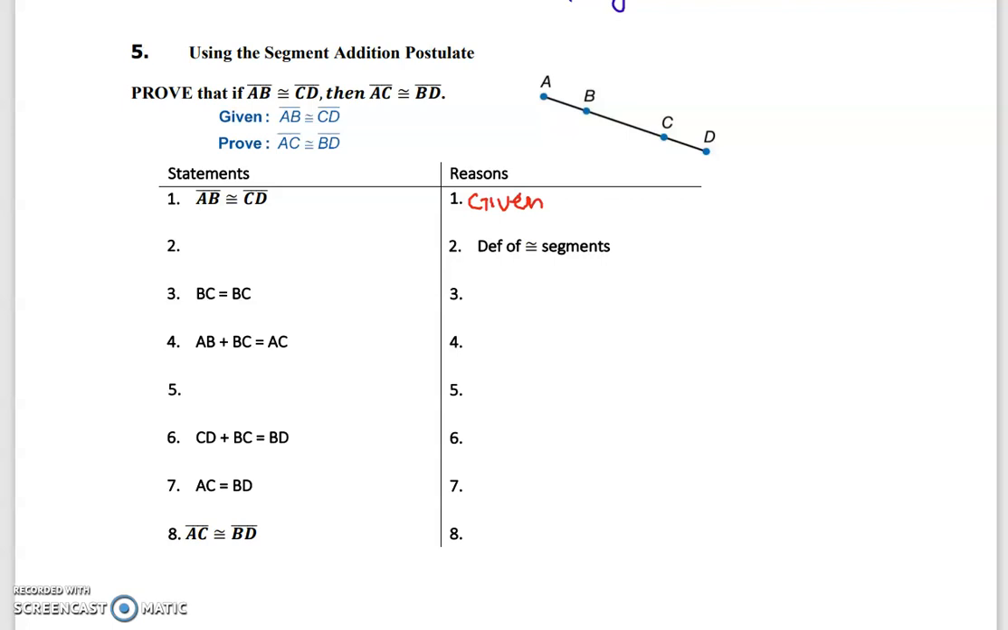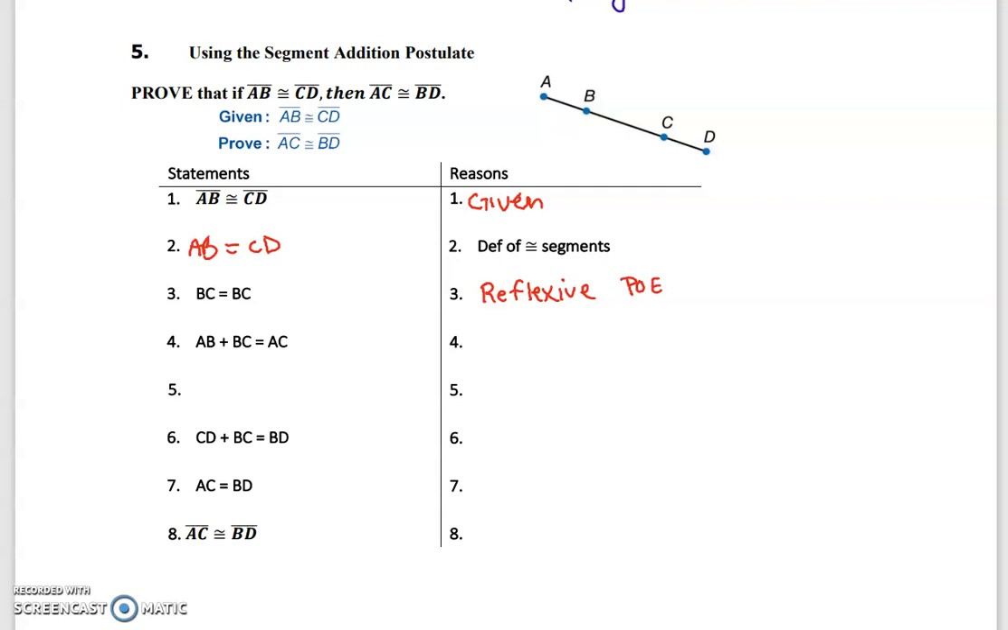and then we have definition. So this is what's given here, and then we're trying to prove this, so that's why it's down here at the bottom. Definition of congruence means it's equal, so AB is equal to CD. So if something equals itself, remember that's that reflexive property of POE, property of equality, because we have an equal sign.